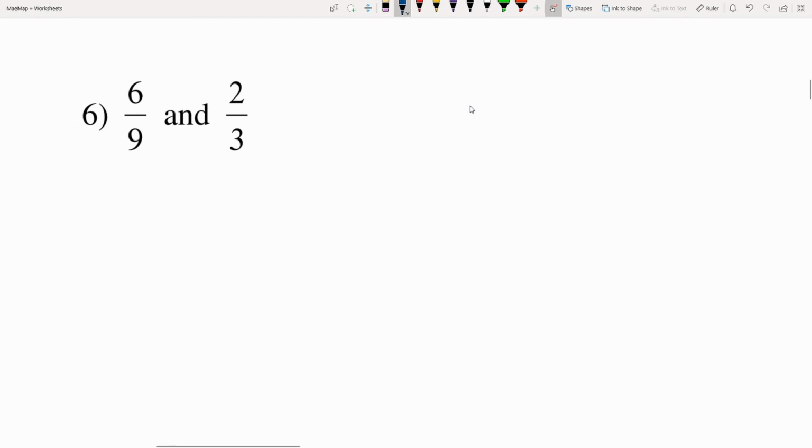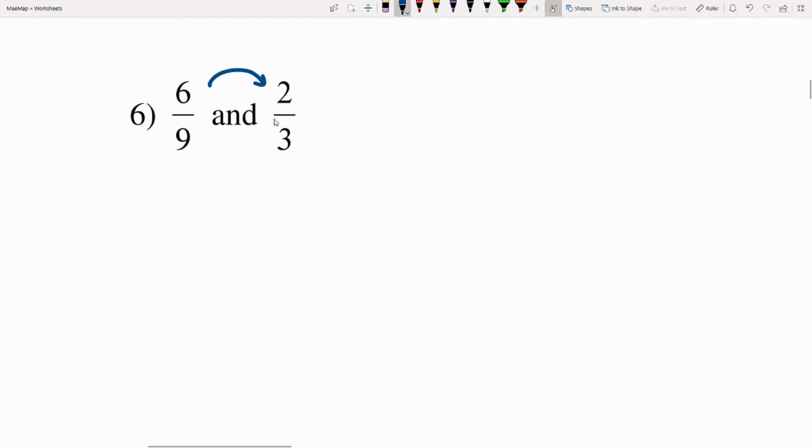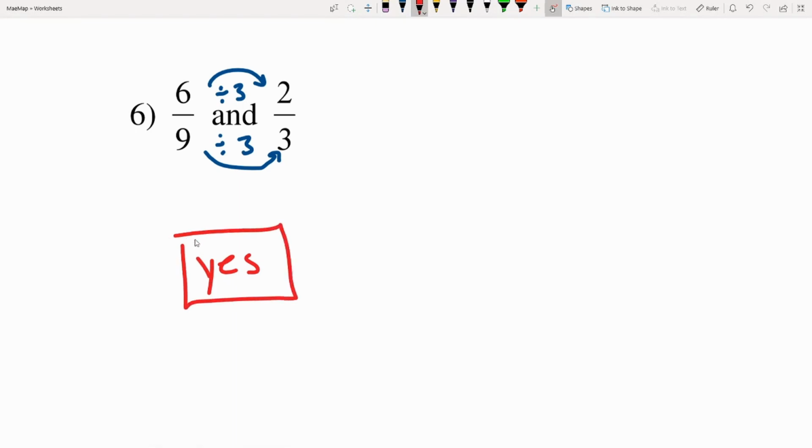And in number 6, think about going from 6 to 2. How do you get there? Divide by 3. Going from 9 to 3, how do you get there? Is it that same? Yeah, we're going to divide by 3. So again, that's another way to know if these are equivalent. So our solution in number 6 is yes. And quickly doing cross multiplying in our heads, 6 times 3 is 18, and 9 times 2 is 18. 18 equals 18.